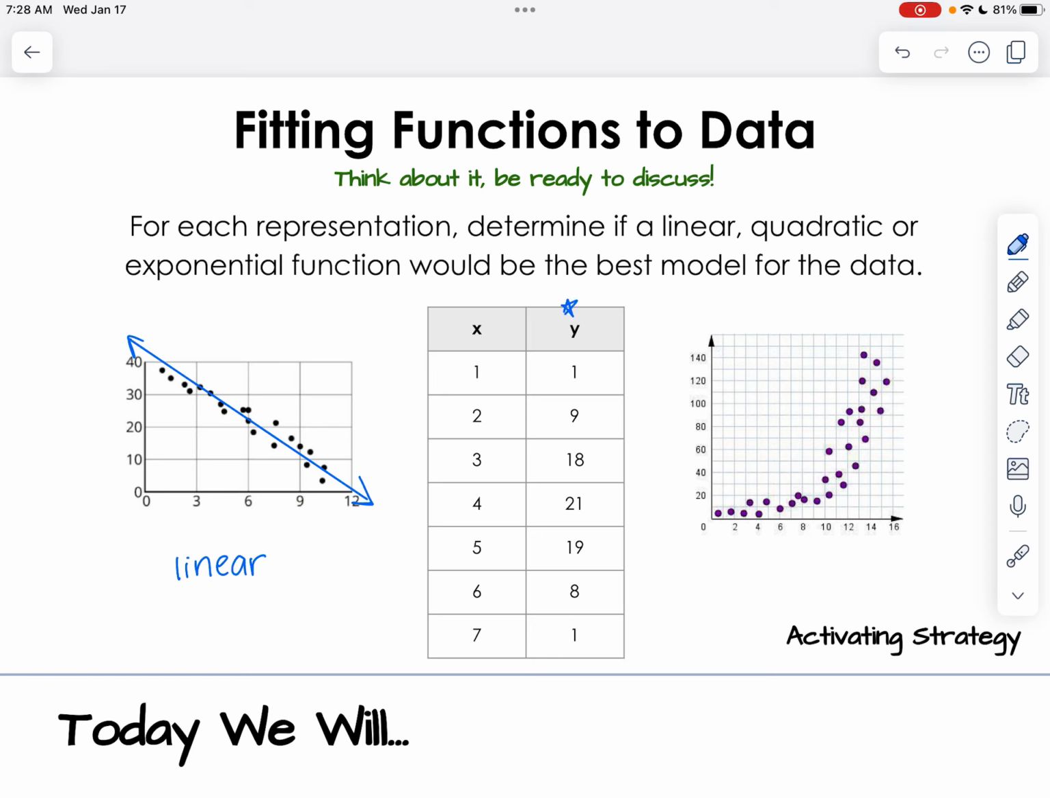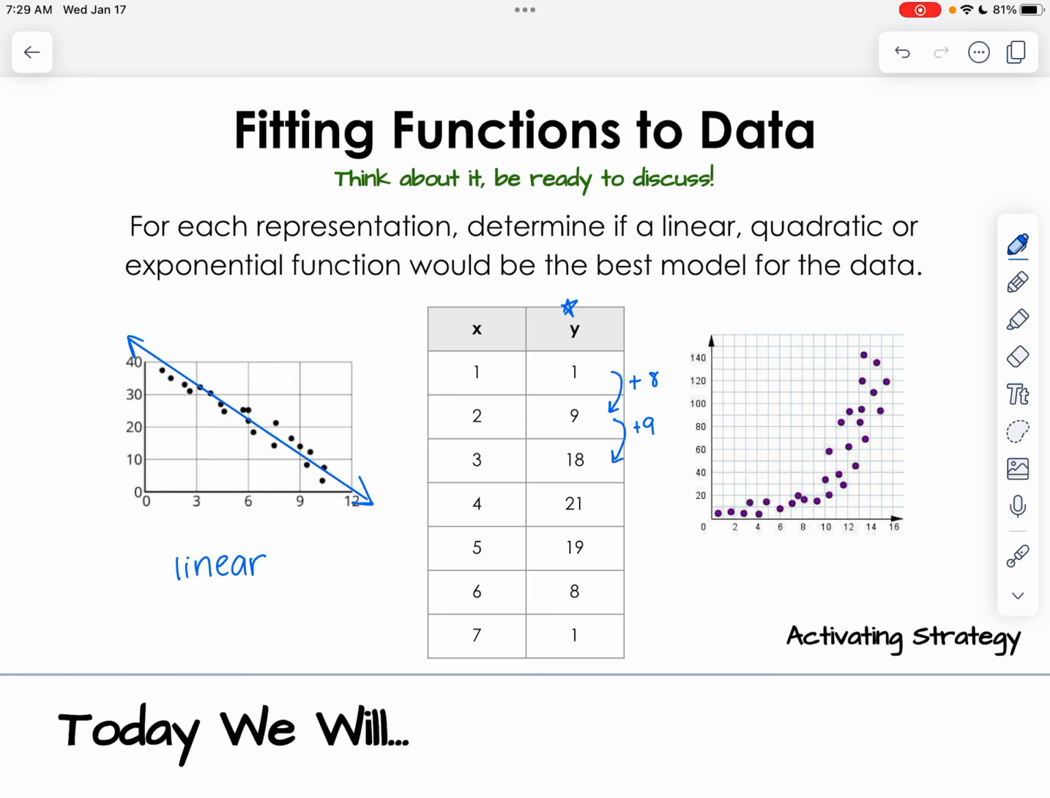Now looking at a table, you really want to focus on the y values and how the y values change as the x's are increasing. So I'm going to look and see how y is changing from one point to the next. So from 1 to 9, we are increasing, and we added 8, so maybe there's something there that you are adding 8. We'll see. We'll try again. 9 to 18, we are increasing by 9.